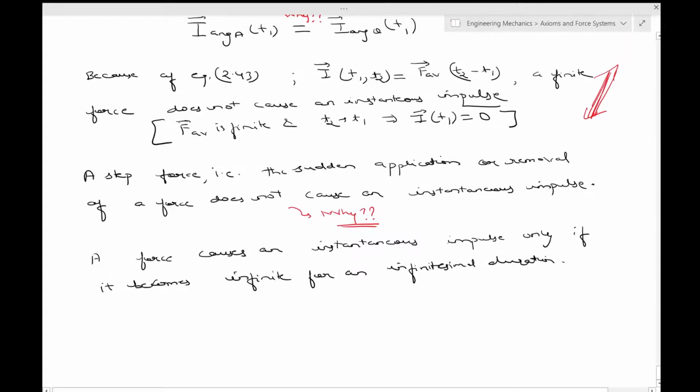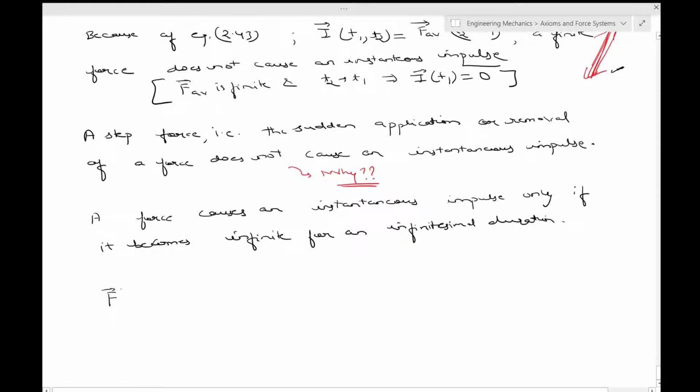So you can just come back to this one over here. If F average is infinite, and t2 minus t1 tends to 0, then you will have an I which is not equal to 0. That is why we say that it has to become infinite for an infinitesimal duration. That will only cause an instantaneous impulse. So let's check an example.